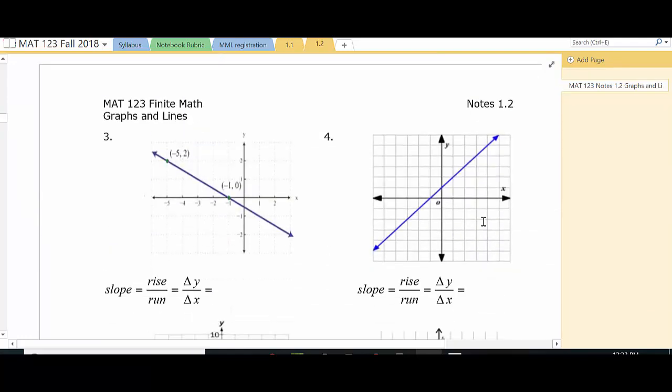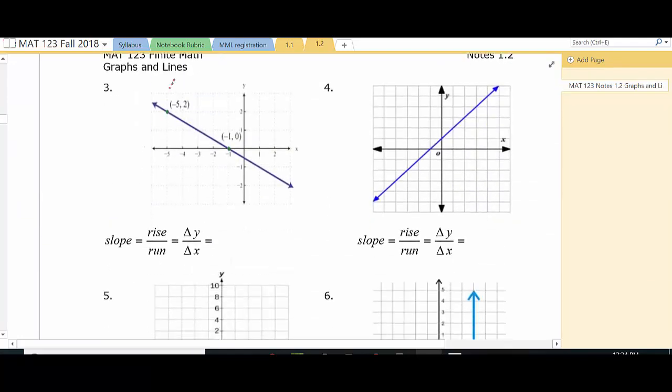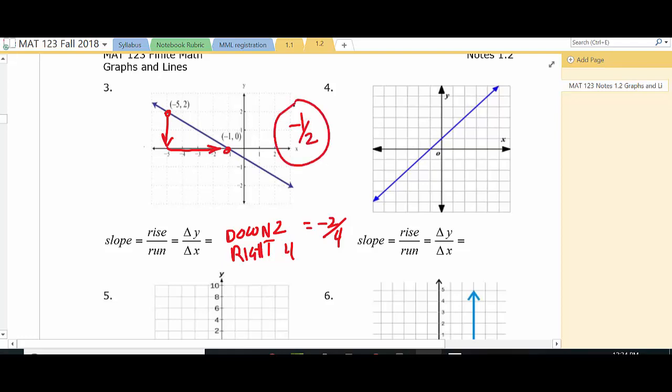Okay. All right, the next one. Again, we're going to go from this point to this point. What is the rise? You're going down what? Down 2. What is the run? You're going right what? 4. So that means you're going down and then 1, 2, 3, 4. You would have negative 2 over 4. But what does that reduce to? Negative 1/2. So your slope on that is negative 1/2 also.